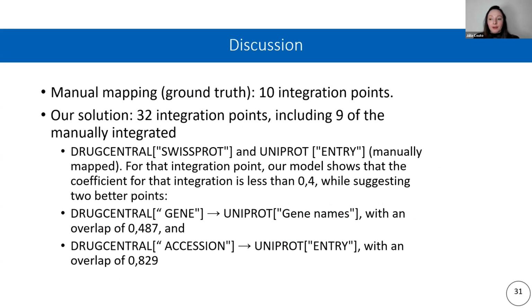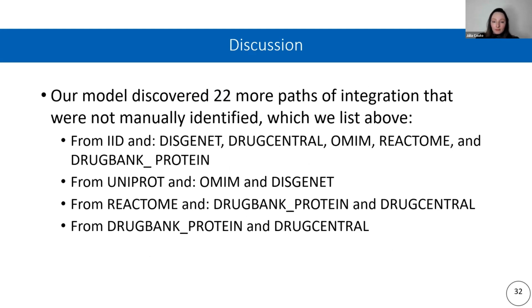The manual mapping performed by specialists found 10 integration points, while our solution identified 32 integration points, including 9 of the manually integrated. And for one of the manually integrated points, we suggested 2 better integration points than the one mapped by the specialist. So we discovered 22 more paths of integration that were not manually identified, such as from UniProt data frame to OMIN and DisGenet data frames.